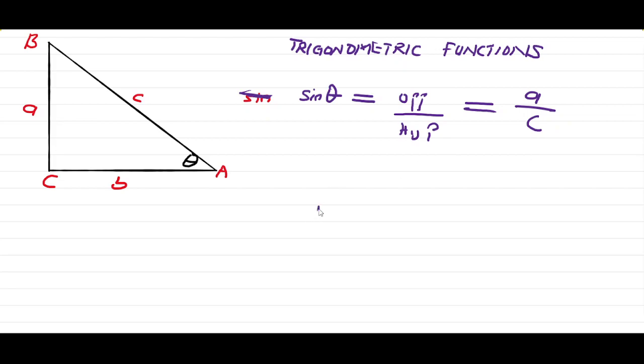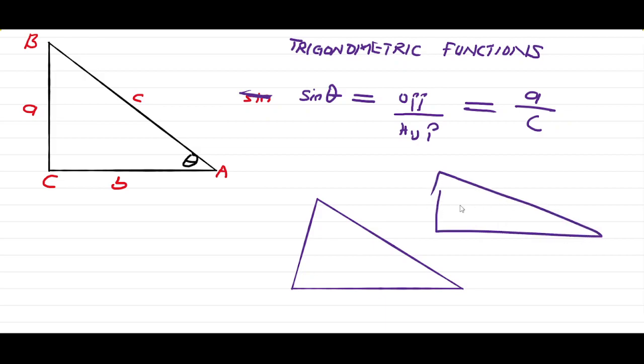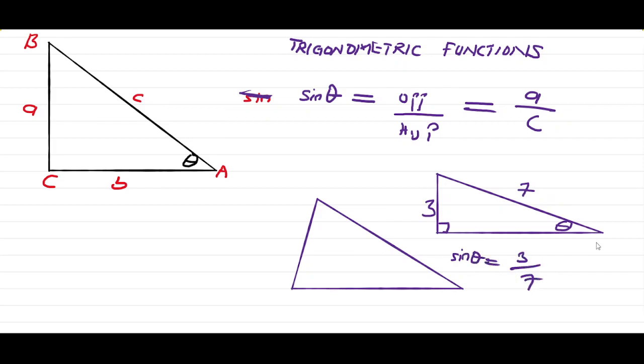Suppose you have numerical values given to this triangle. Let's say this is your 90 degree angle, and here you have, say, 3, and here is 7, and this is theta. Then what this means is that sine theta is equal to 3/7. That is, the sine of this angle is equal to the ratio of the opposite side all over the hypotenuse side.